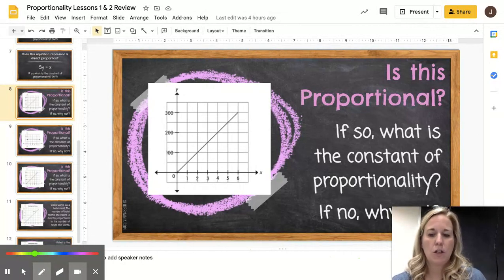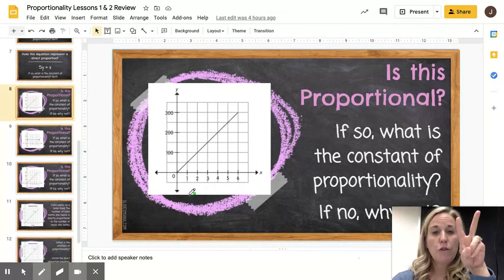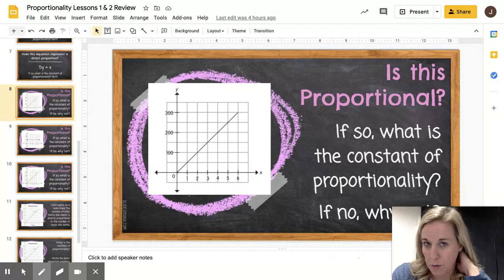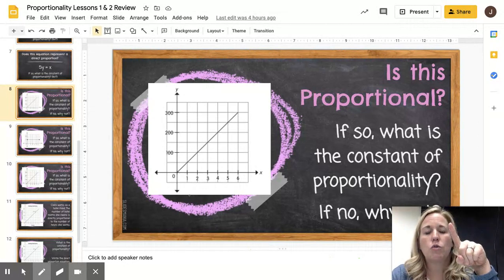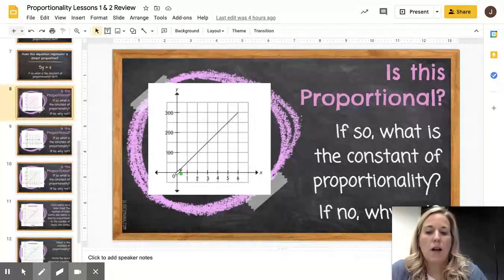All right, let's look. So remember, there's 2 things that you must have for a graph to be proportional. One is that it goes through the origin, or 0, 0, so right here, which it does. And the other is that it's a straight line. And it can be a straight line diagonally like this, or it could be diagonally like this, as long as it goes through the 0, of course. Okay, so in this case, I would say, yes, it's proportional.